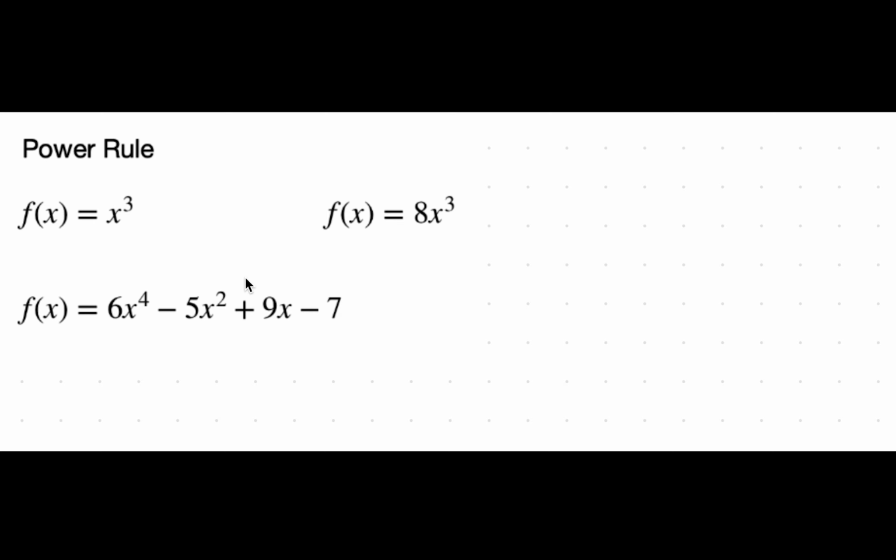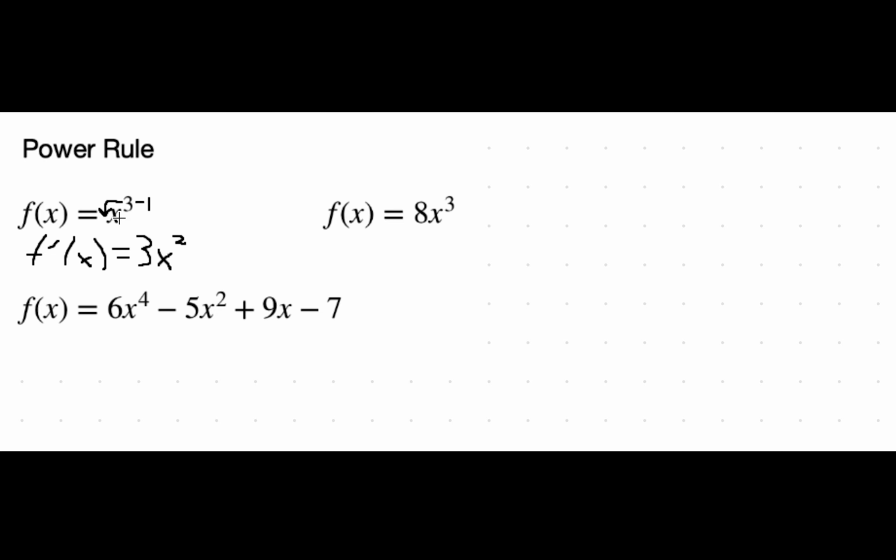So for example, if we have the function x to the third power, what we do is we'll bring down that power as a coefficient in front of x. So we have a 3x then, and then we subtract 1 from that power. So the power is going to be 2 now. So our f prime of x is going to be 3x to the second power.